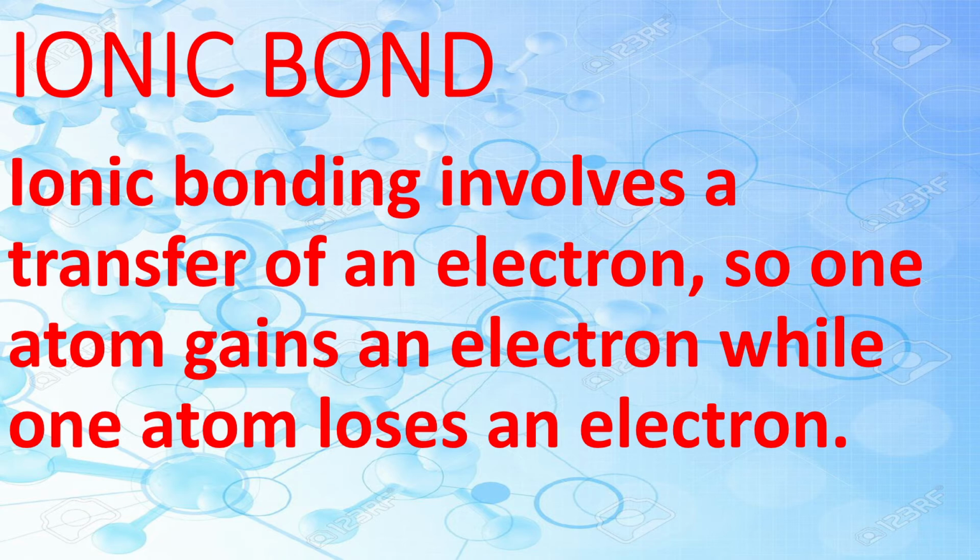Now, the one that loses an electron is a metal. So the metal loses an electron to become a positively charged cation. And also, the nonmetal accepts those electrons to become a negatively charged ion. So ionic bonds require an electron donor, a metal, and an electron acceptor, a non-metal.